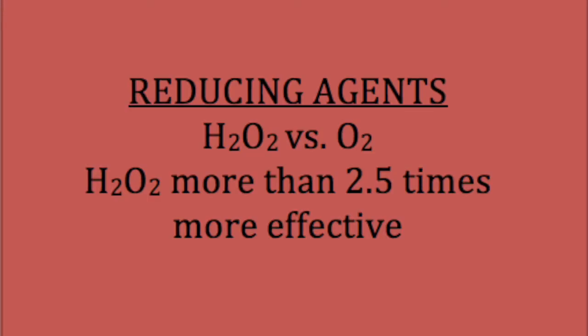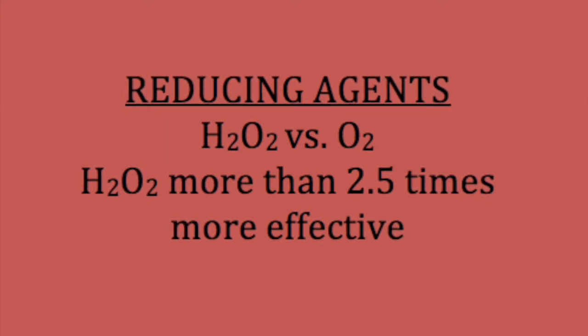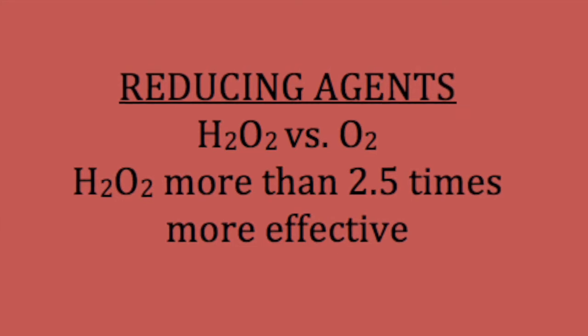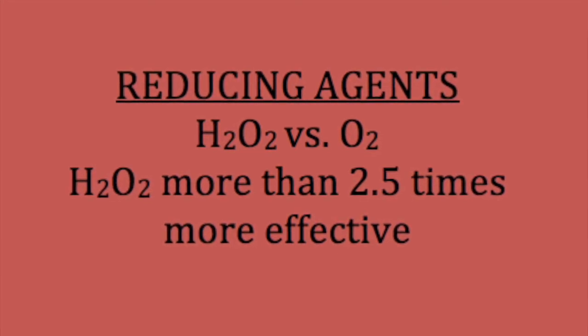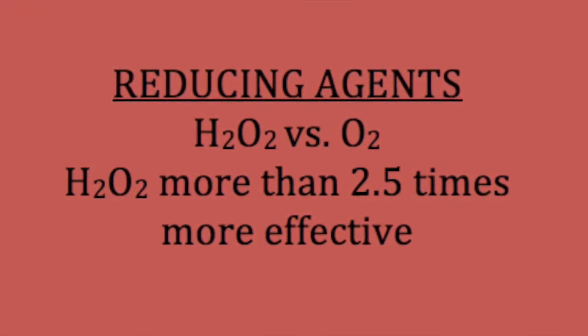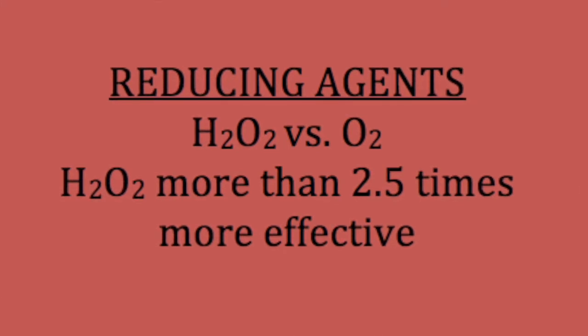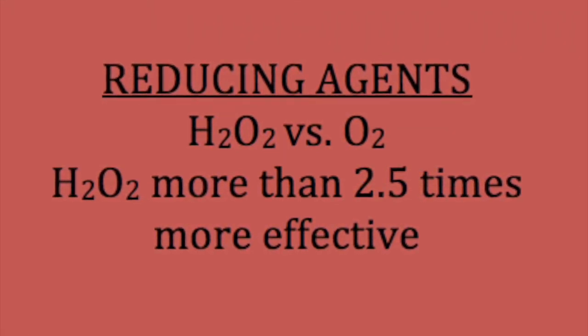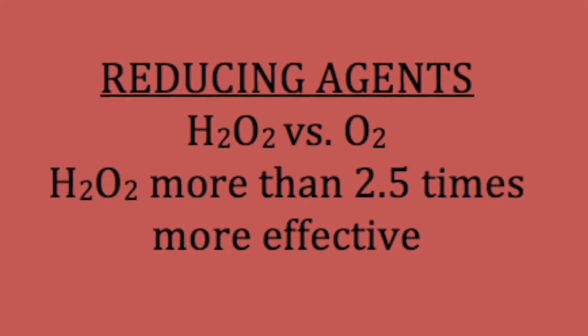Another thing to consider when looking at the efficiency of the process is the reducing agent which you choose to use. For a classical Fenton process, we just use hydrogen peroxide, solar power, and iron 3+, but you could also choose to do an aerated Fenton process, which is oxygen, solar power, and iron 3+. However, it is found that using hydrogen peroxide is 2.5 times more effective than using oxygen.